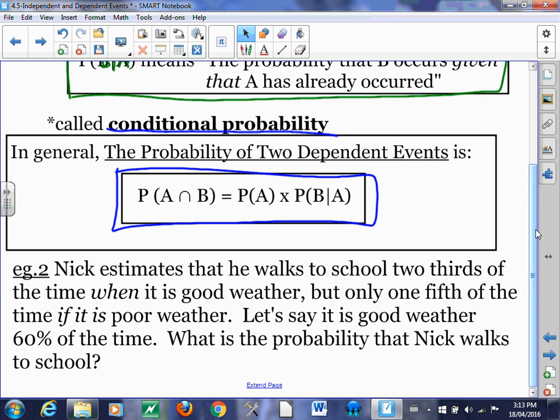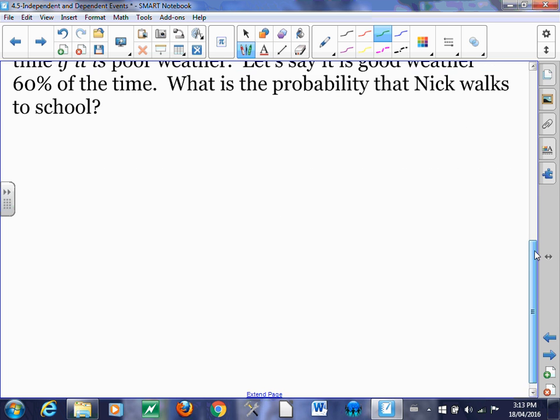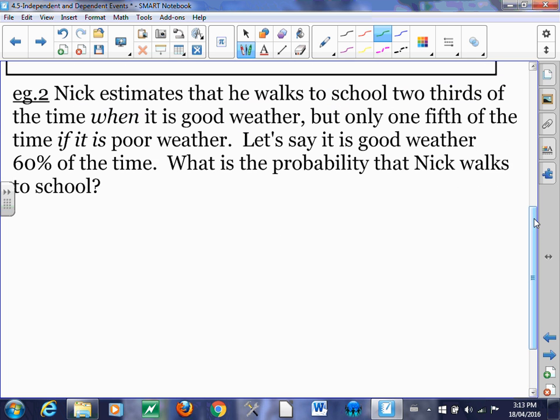All right, so let's take a look at this next example, number 2. This is a good example to make sure you know how to do, and I've seen something like this on a unit test before too. I'm just going to move it up a little bit and bring it back down. Okay, so Nick estimates that when he walks to school 2/3 of the time when the weather is good, but only 1/5 of the time if the weather is poor. Okay, let's say it's good weather 60% of the time. What is the probability that Nick walks?